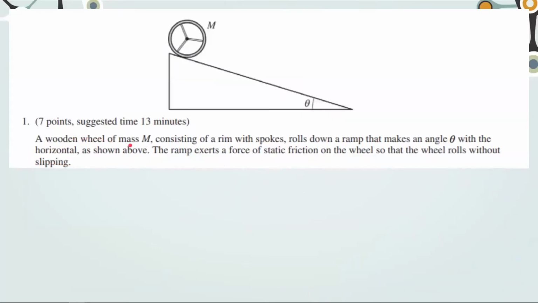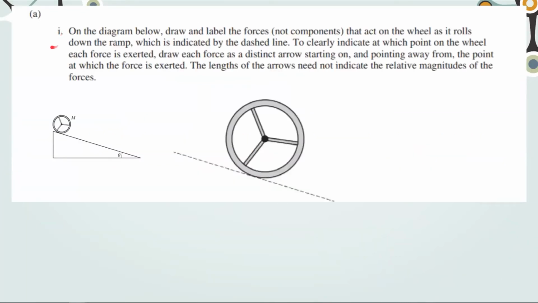A wooden wheel of mass m consisting of a rim with spokes rolls down a ramp that makes an angle theta with the horizontal as shown above. The ramp exerts a force of static friction on the wheel so that the wheel rolls without slipping. First part of part A.